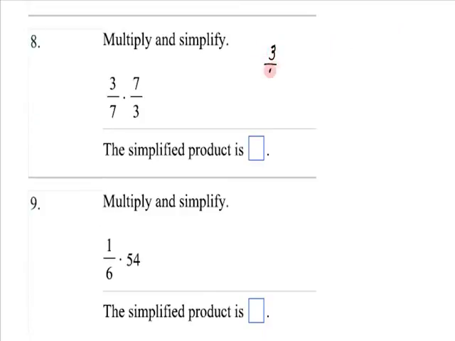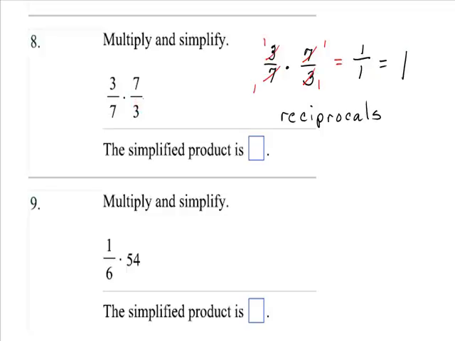All right, let's look at number 8. I have 3/7 times 7/3. I don't know if you notice it, but these are reciprocals again. The product needs to turn out to be 1, but let's show it. Looking on this diagonal, 3 goes into itself once, 3 goes into itself once. On this diagonal, 7 goes into itself once, 7 goes into 7 once. Multiply, I get 1/1, which is 1. The product of reciprocals will always turn out to be 1.